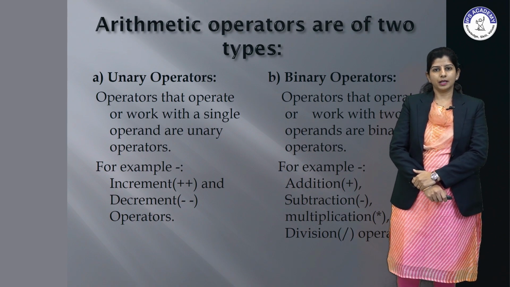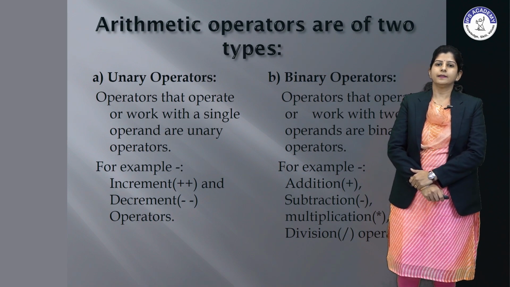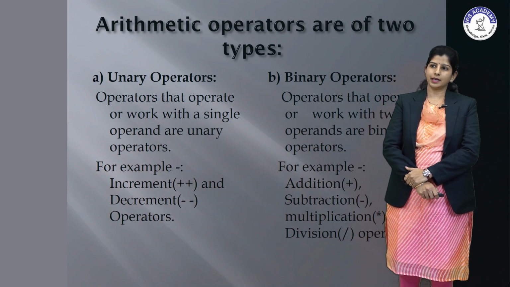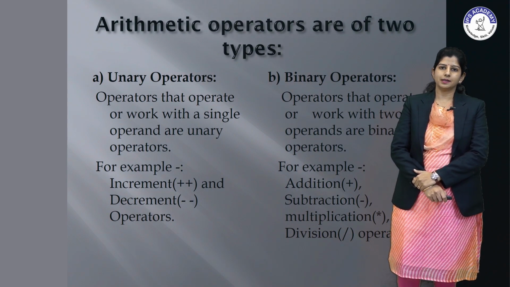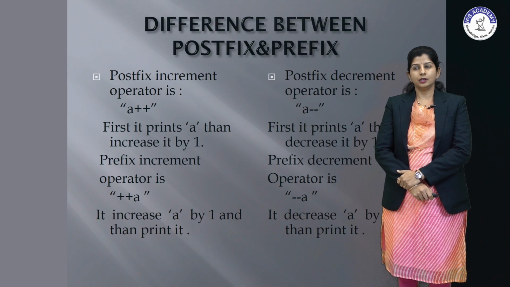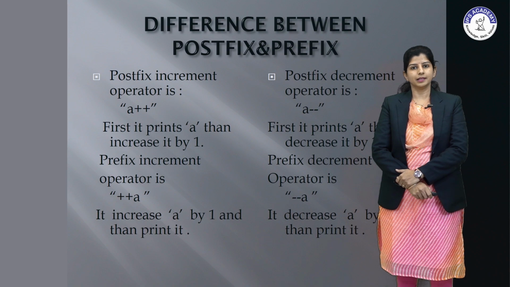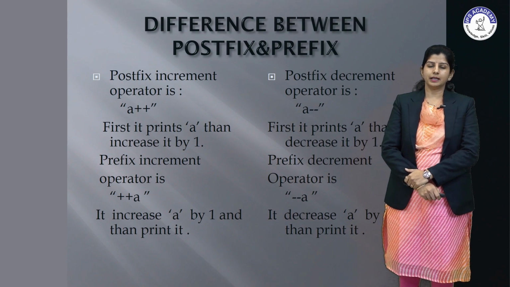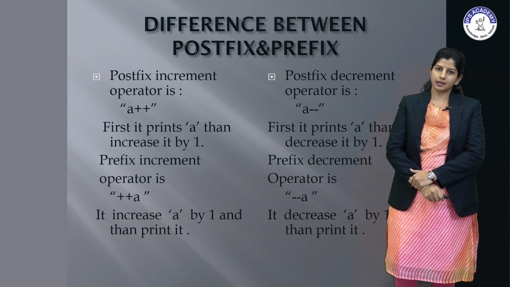The first example of the unary operator is that we can use only a single operand, a variable with it, in the form of plus plus or minus minus. In the binary operator we can use two variables and a binary operator between them, just like a plus b, a minus b, a multiplication b, and a division b. Now we have to discuss the unary operator, which works on a single operand, and how it is possible that plus plus and minus minus can work.